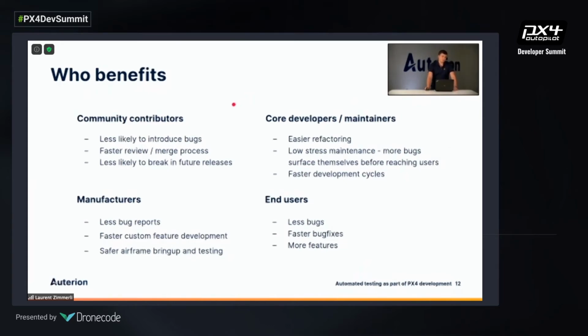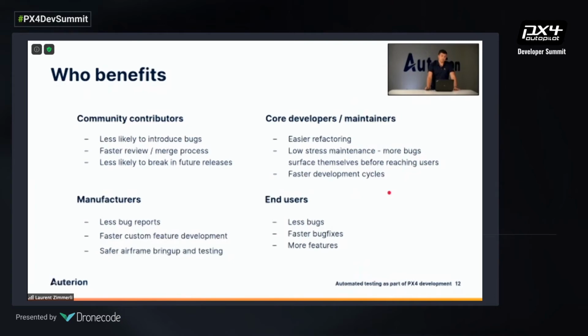Community contributors are less likely to introduce new bugs into the software if their code is tested, and the maintainers like that as well, because they are less likely to have bugs, so they're more likely to review it and merge it quicker. And this also means that your code is less likely to break in the future when changes happen. For the core developers, more tests in the code means it's easier to maintain, and the bugs tend to surface before it gets to end users. This really means fewer bug reports, and the developers can deal with the problems themselves instead of having this giant loop around to end users.